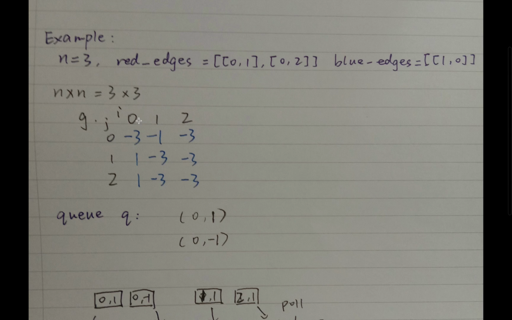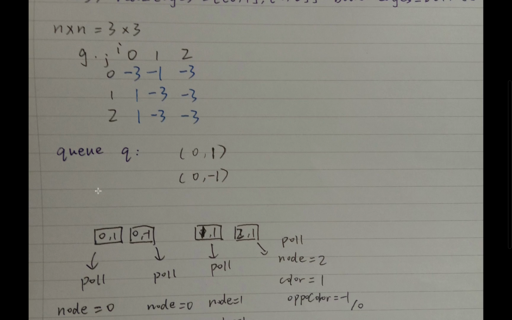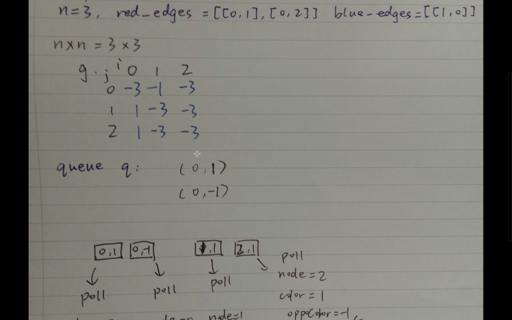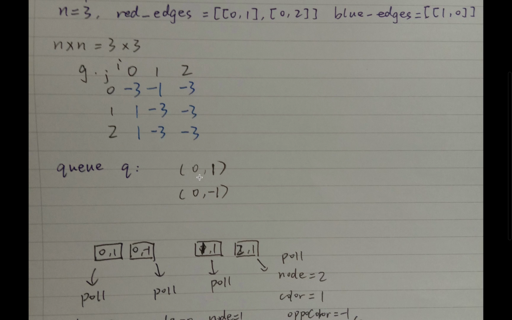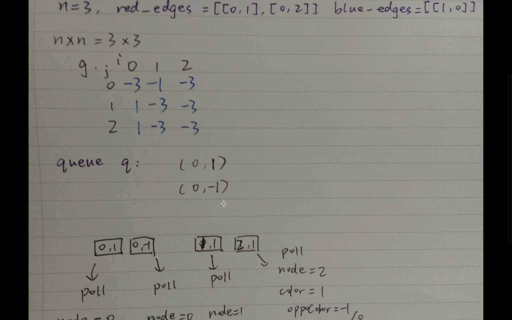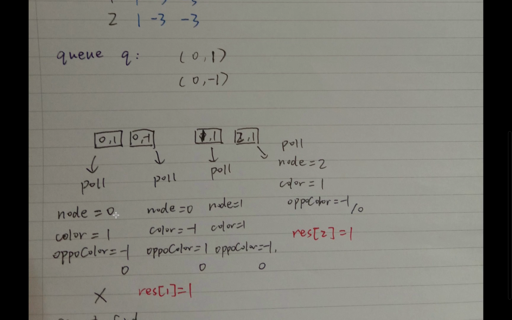Then we mark 0,1 to 1, and mark 0,2 to 1. Also, we mark 1,0 to negative 1. All the other values will be negative 3. Then we offer the first 0,1 and 0,negative 1 to the queue. Then we do the breadth-first search.